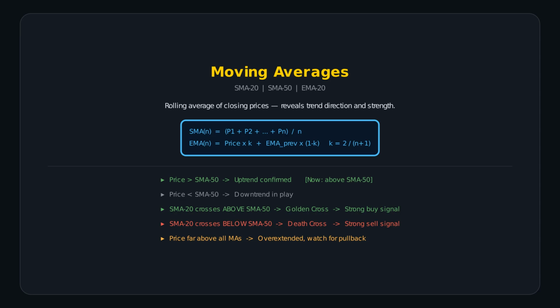A simple moving average smooths price noise by averaging the last N closing prices. SMA 20 tracks the short-term trend. SMA 50 tracks the medium-term trend. The exponential moving average gives more weight to recent prices, so it reacts faster to new information. The key rule: when price is above the 50-period average, the trend is up. When below, the trend is down. A golden cross, the fast average crossing above the slow one, is one of the strongest buy signals in technical analysis.